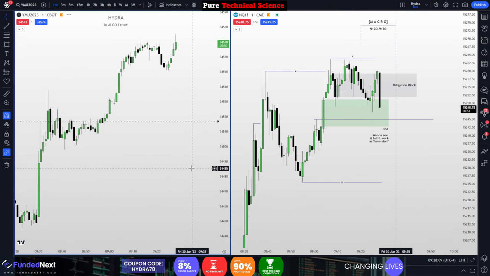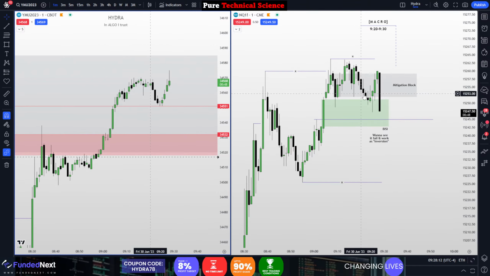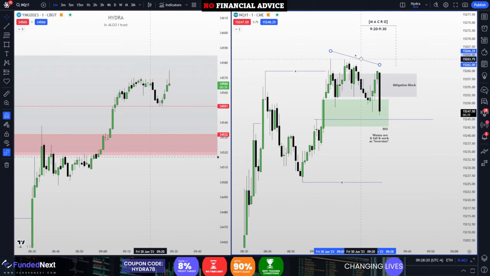Okay, so that's something that I wasn't expecting to see. Look at that, they both are moving opposite to each other now. Dow delivered towards buy side liquidity, generated a SMT here. Okay, that's a SMT.